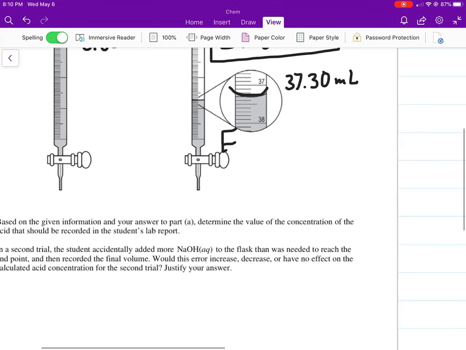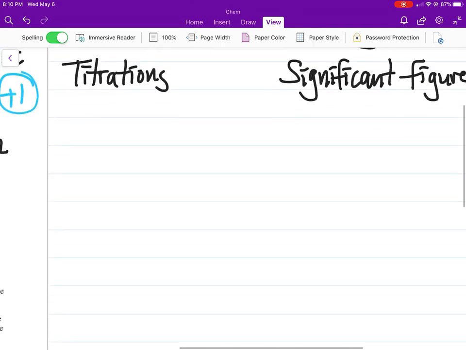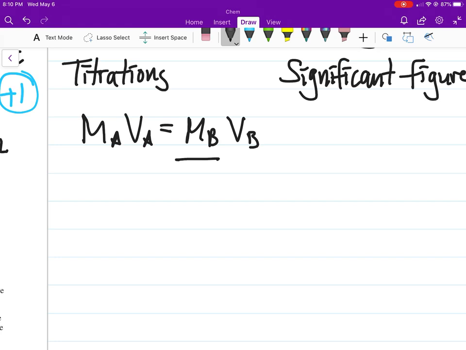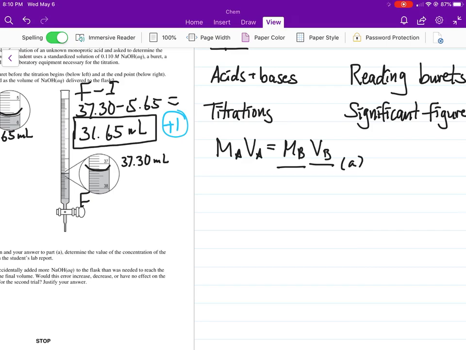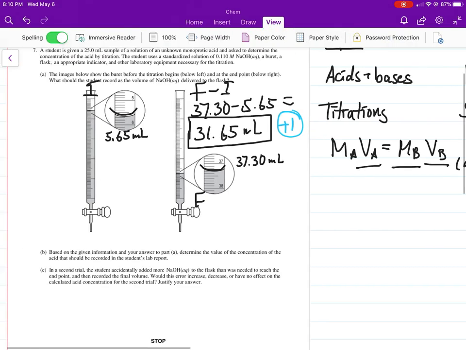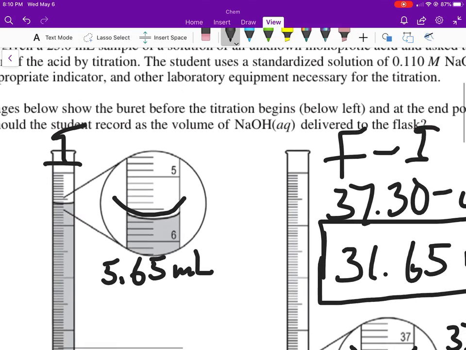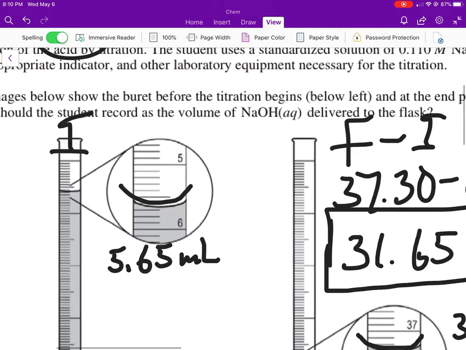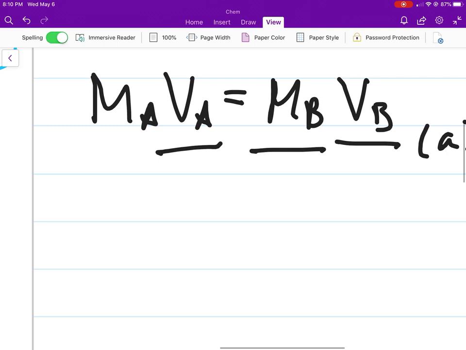Okay, so to determine the value of an unknown concentration or volume in a titration experiment, use the titration equation. MAVA is equal to MBVB. So here we're given the molarity of base, which is 0.110. You're given the volume of the base. Here we solve this in part A. The volume of the acid is also given right here, 25 milliliters.